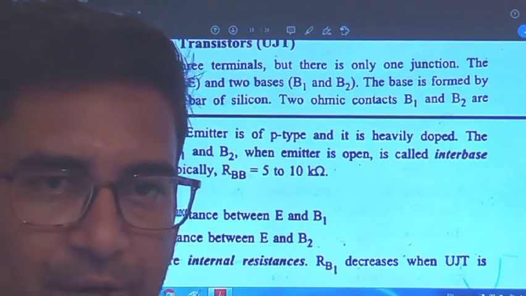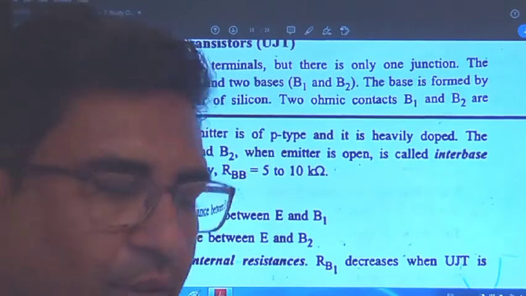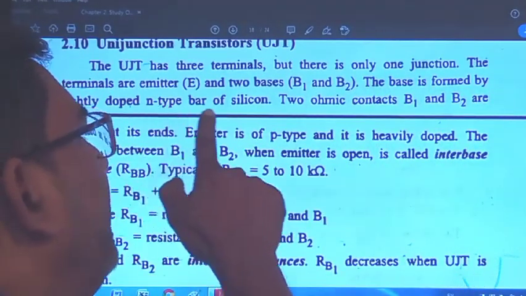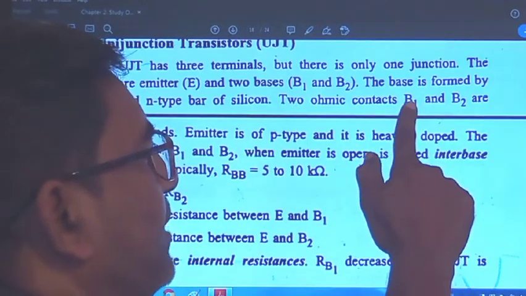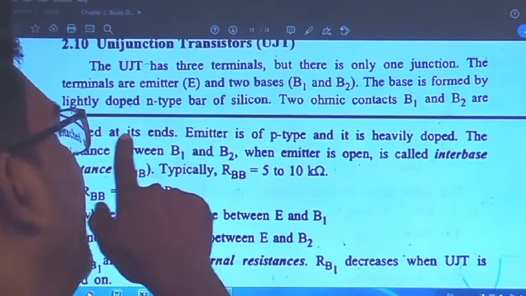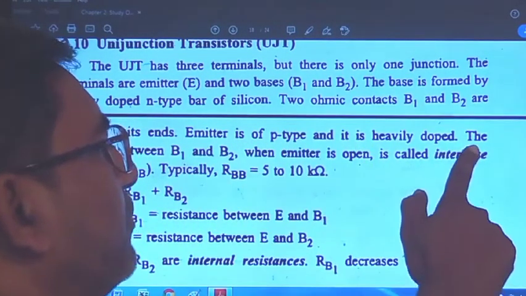These are the 3 terminals of a unijunction transistor. The base is formed by a highly doped N-type bar of silicon. The two ohmic contacts, that is base 1 and base 2, B1 and B2, are attached at its ends. The emitter is of P-type and is heavily doped.